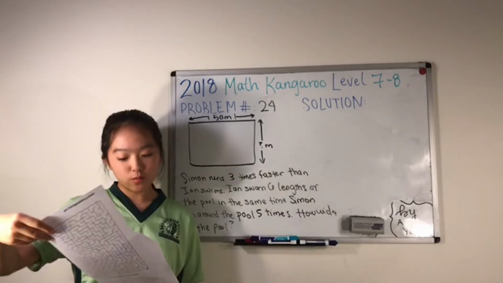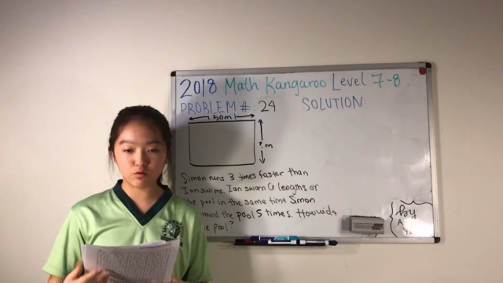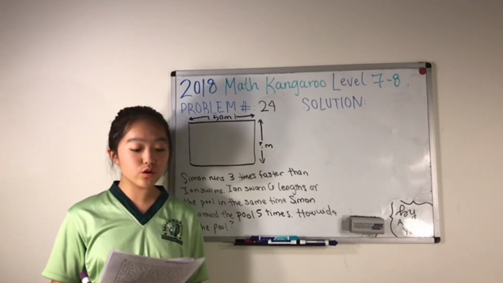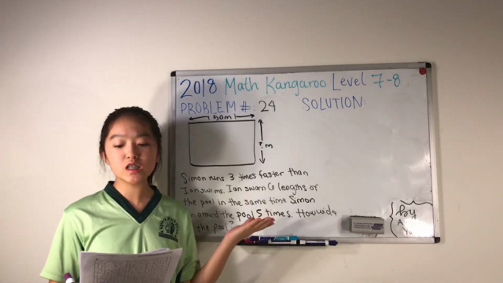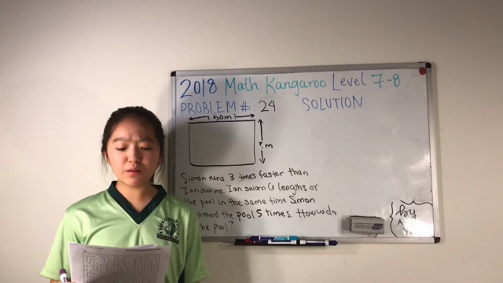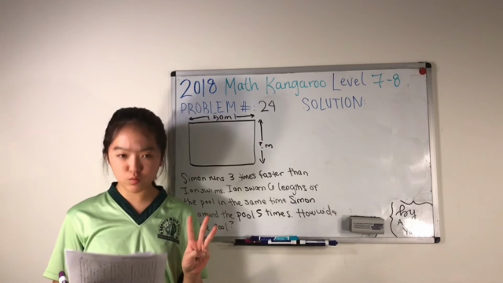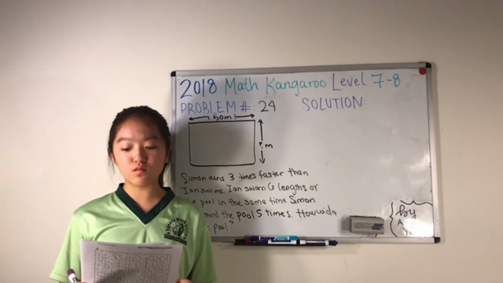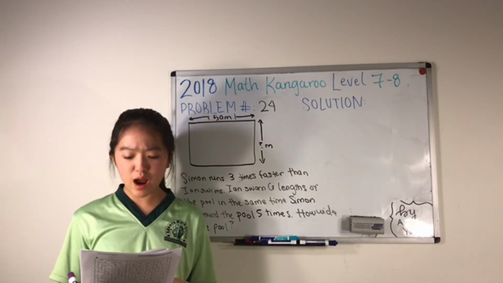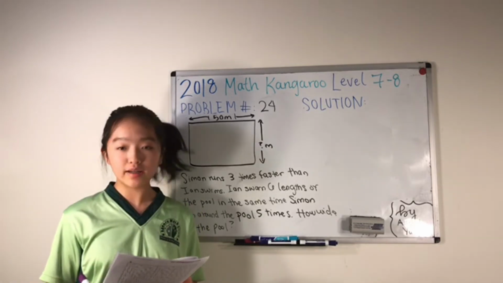Problem number 24 states, Simon and Ian decide to have a race. Simon runs around the perimeter of the pool shown in the diagram while Ian swims the lengths of the pool. Simon runs 3 times faster than Ian swims. Ian swims 6 lengths of the pool in the same time Simon ran around the pool 5 times. How wide is the pool?